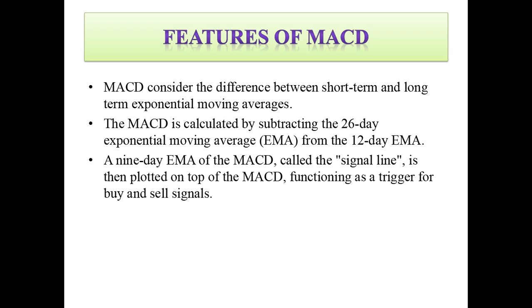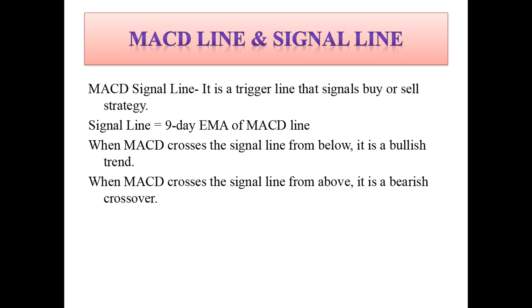So what are the features of the MACD? The MACD considers the difference between short-term and long-term exponential moving averages. It is calculated by subtracting the 26-period exponential moving average from the 12-day exponential moving average. A 9-day exponential moving average of the moving average convergence divergence is called the signal line and is then plotted on top of the MACD, functioning as a trigger for buy and sell signals.